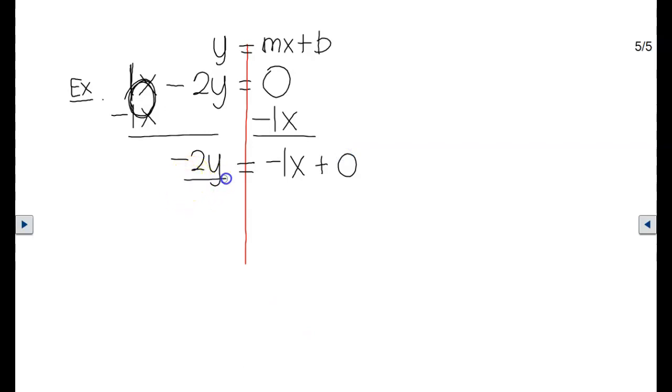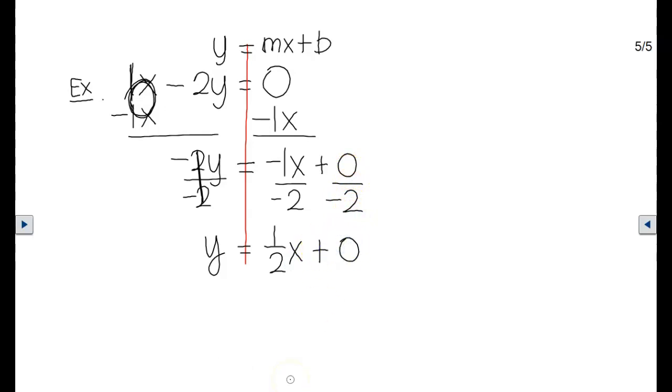To cancel out this negative 2, we will divide by negative 2. And just so we're clear, the reason we're dividing is because negative 2y means negative 2 times y. When I need to cancel something out, I do the opposite of what it is currently doing. So now I get y equals negative 1 divided by negative 2 is a positive 1/2 x, and 0 divided by negative 2 is 0. So in this equation, my m is 1/2 and my b is 0.